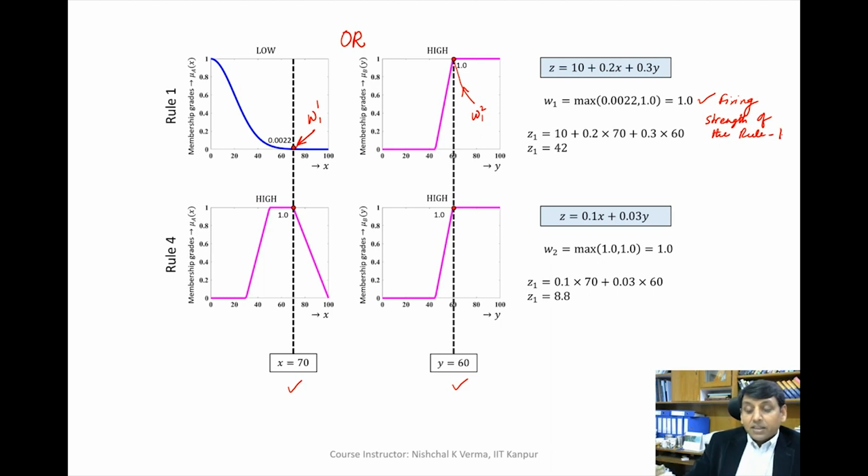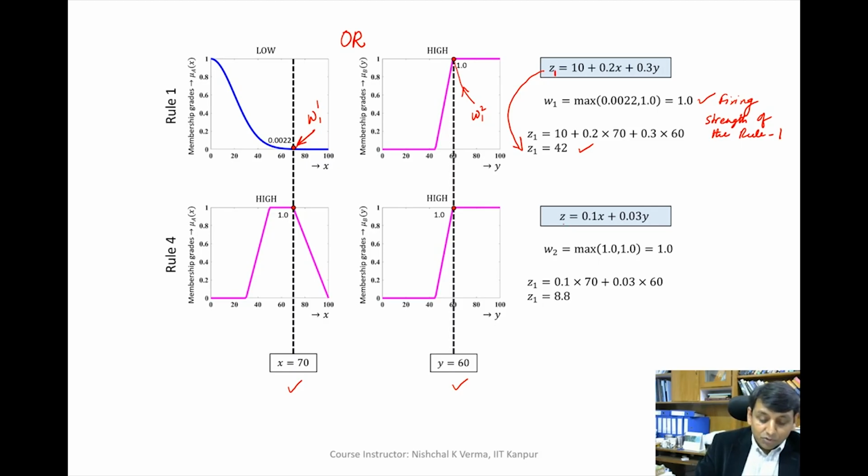Alright, and Z is already given. So by just substituting the value of x and y, we get Z1 here. So Z1 is 42 if we substitute the value of X and Y. So this is Z1.